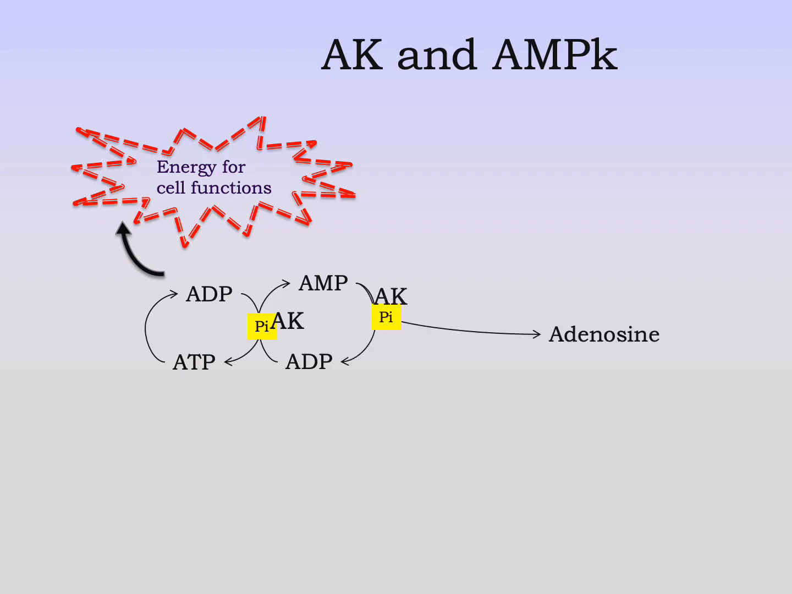AMP can interact with an AK enzyme, stripping a phosphate, sticking that phosphate onto another AMP, allowing for the reformation of ADP, forming adenosine as the terminal product. This adenosine can interact with an AK holding a phosphate to form AMP, or it can be released from the cell.